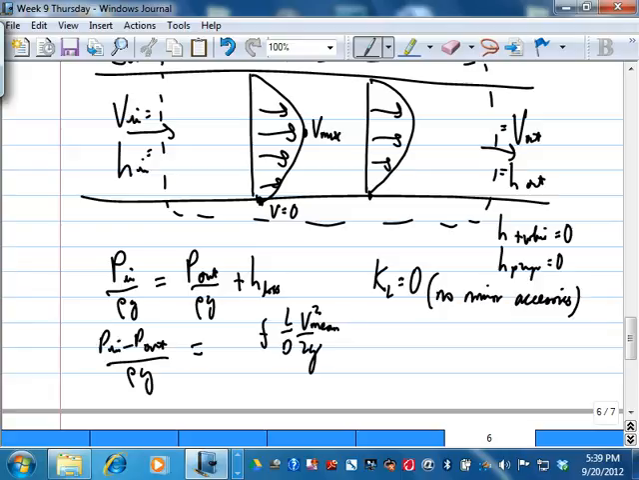The definition of mean velocity is m dot equals rho A V mean. So it's based on the mean velocity. Now we need to sidestep a little bit and look at laminar flow before we can come back to this equation.